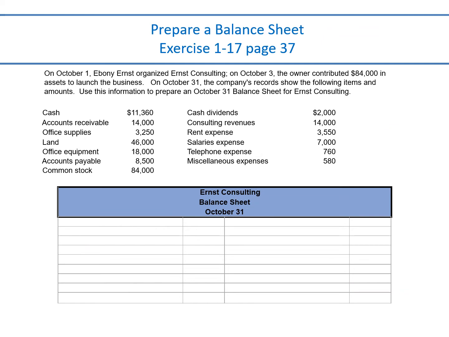Okay, so now let's prepare the balance sheet. So the balance sheet is basically a financial snapshot of an organization at a point in time. Whereas the income statement and the statement of retained earnings are for a period of time, in the case of these examples, the month of October, the balance sheet is going to be as of a point in time, and in this case, it's going to be the balance sheet, or the snapshot of the organization, at October 31st, or the end of that month period.